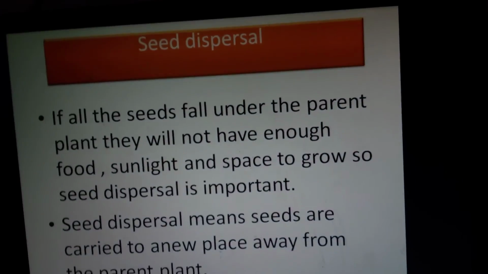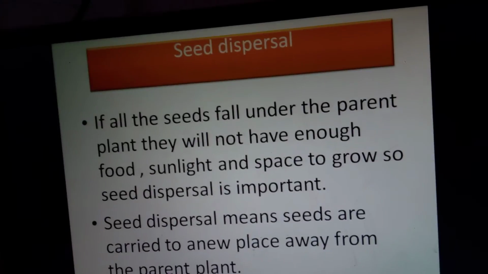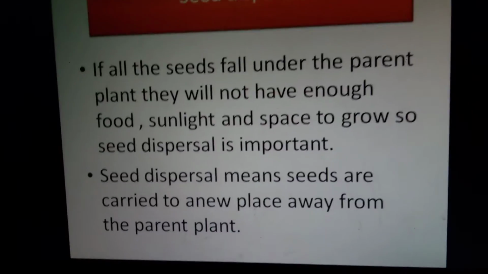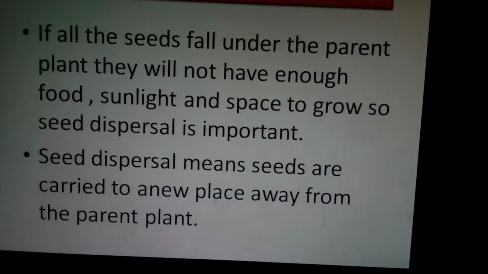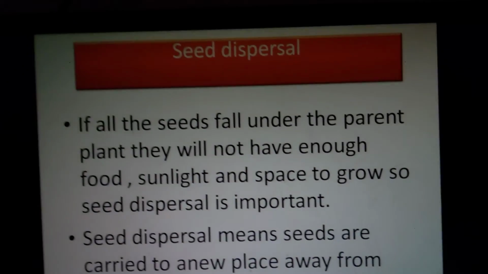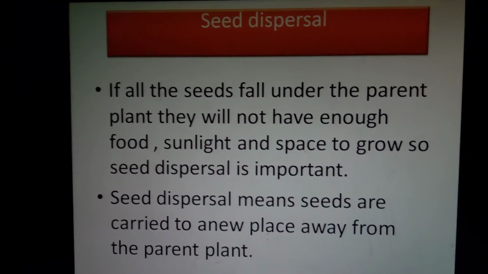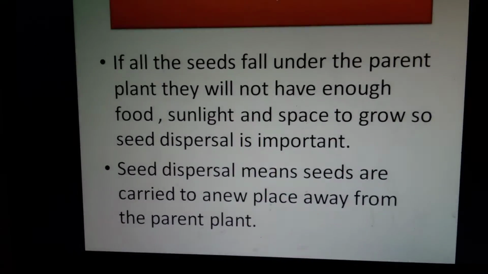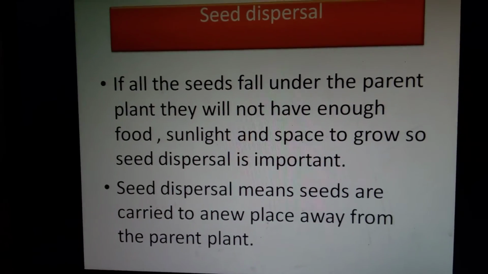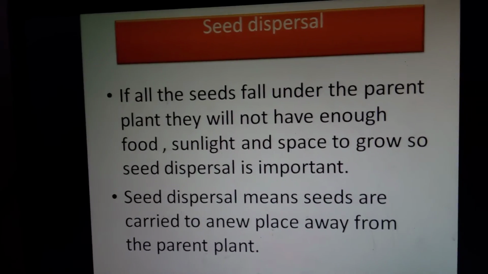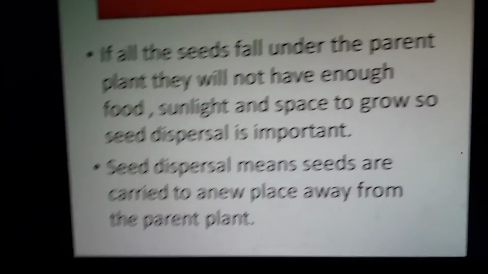Then yes, water. Very good. By yes, animals. Now let's see how seed dispersal happens, and what do you mean by seed dispersal? If all the seeds fall under the parent plant, they will not have enough food, sunlight and space to grow. So seed dispersal is important.